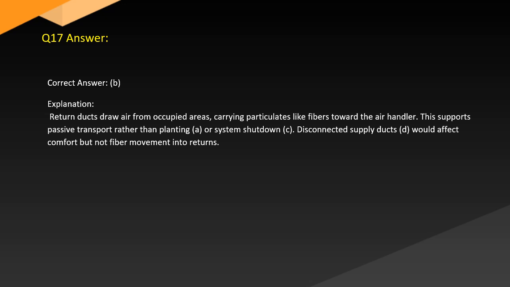Answer. Correct answer: B. Explanation: Return ducts draw air from occupied areas, carrying particulates like fibers toward the air handler. This supports passive transport rather than planting. A, planting, or C, system shutdown, and D, disconnected supply ducts, would affect comfort but not fiber movement into returns.